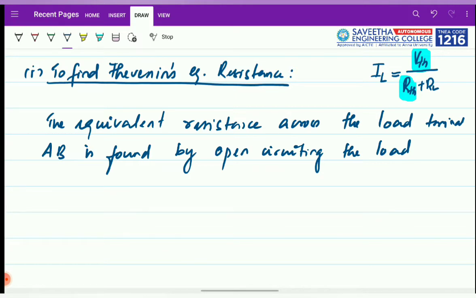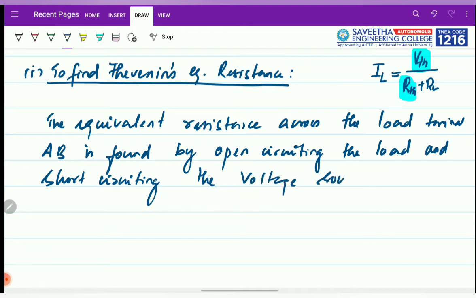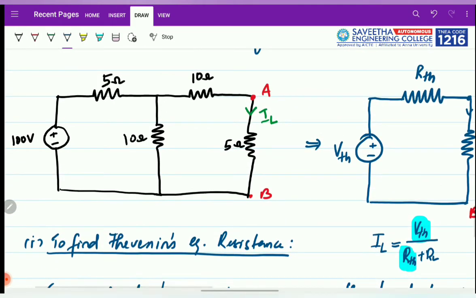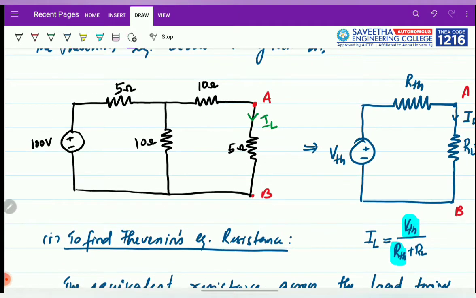You have to open circuit the load, and we could clearly see in this circuit we have a voltage source. So in order to make the voltage source 0, we have to short circuit it, short circuiting the voltage source. So we will redraw this circuit such that we will short circuit the voltage source and open circuit the terminals.